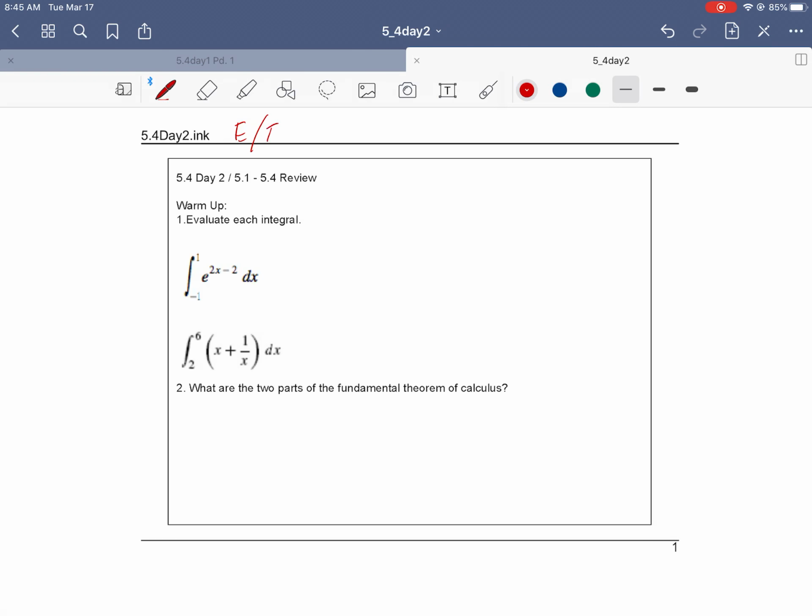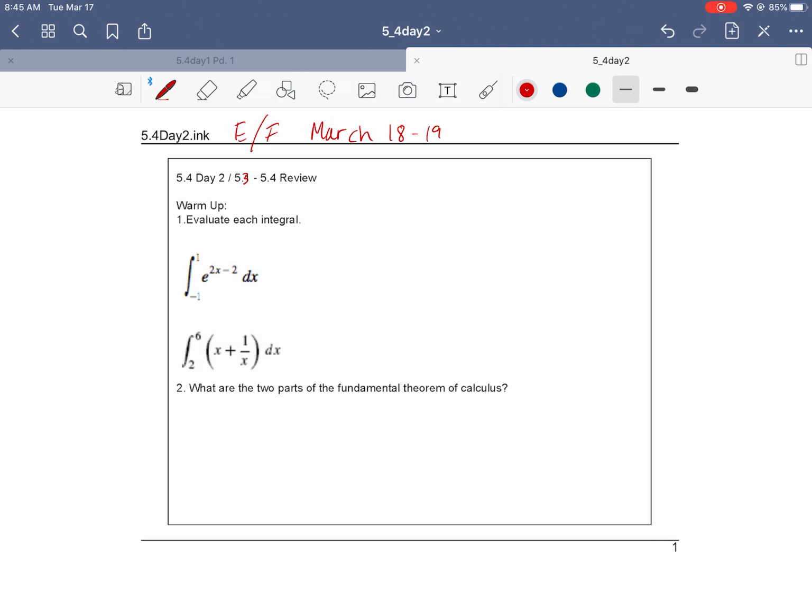This is for the next set of E and F days, March 18th to the 19th. We're going to go over the second day of 5.4 notes, and we'll go through the review for the 5.3 and 5.4 quiz.